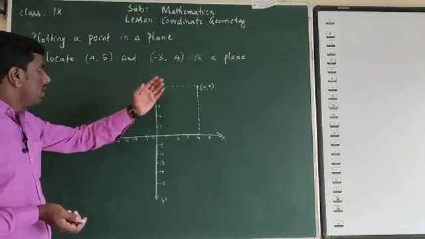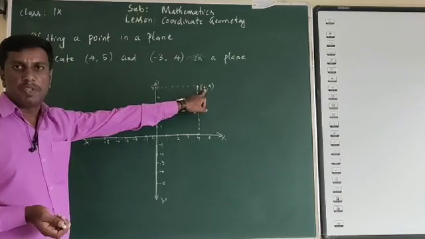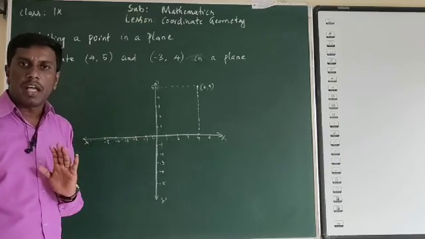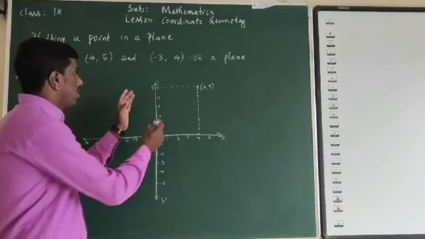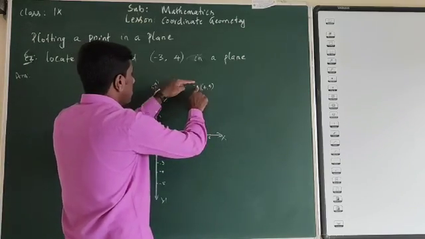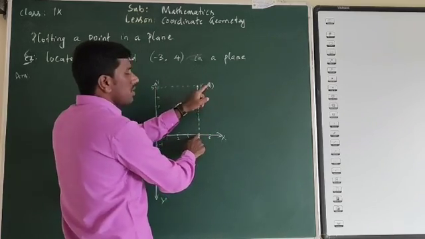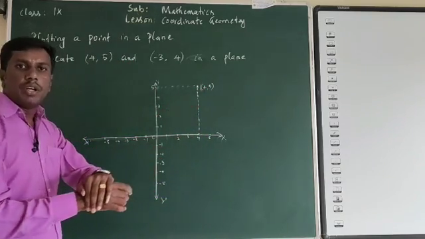So there, what is that? Abscissa. Abscissa is nothing but the perpendicular distance from the y-axis. So this perpendicular distance from the y-axis is 4. Observe that, 4 units. What is that? Second one, the y coordinate, ordinate.